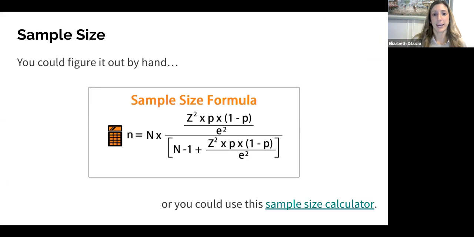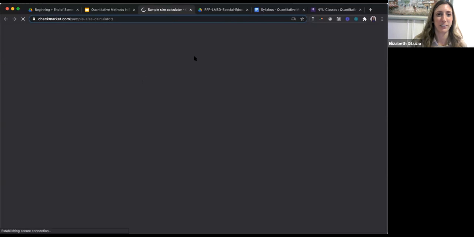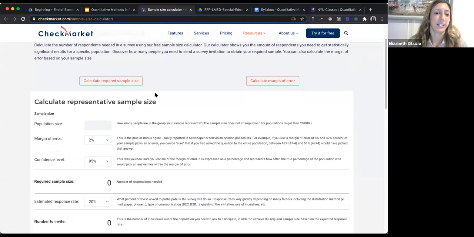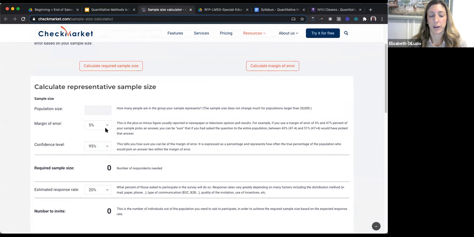And so you could figure it out by hand. This is the formula for figuring it out. Or you could just use a calculator. I found a really great one online. Here's a link to it. I can show you really quickly what it looks like. What it allows you to do is to put in your population size. So how many people are in the total population? What do you want your margin of error and confidence level to be? Usually, I would recommend just putting margin of error at 5, confidence level at 95. That's the general go-to in the research and evaluation community. And then it will spit out how many people you need.